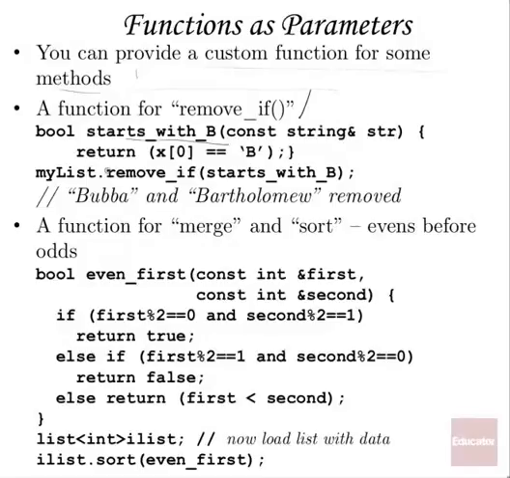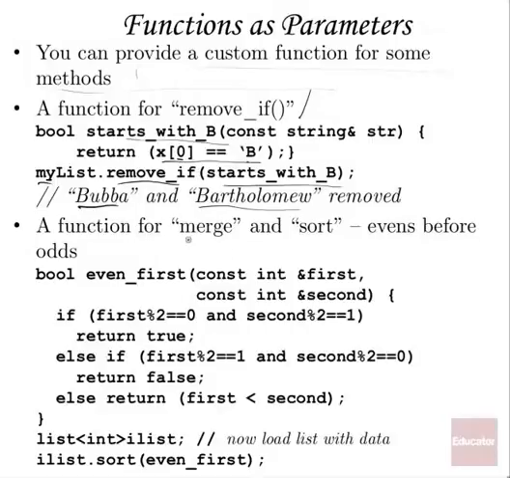So what we're returning is true if the first character is equal to capital B. So I call my list remove if, and I give it that function. It will apply that function to each node in the list, and if it returns true, it removes it. So in our list, Bubba and Bartholomew will be removed. And by remove, I do mean destroy.